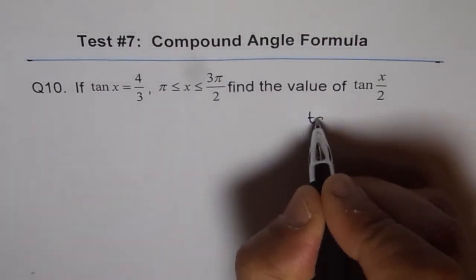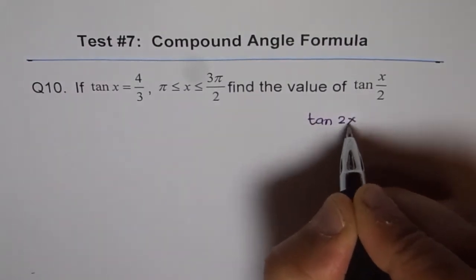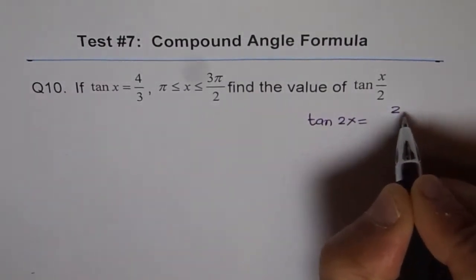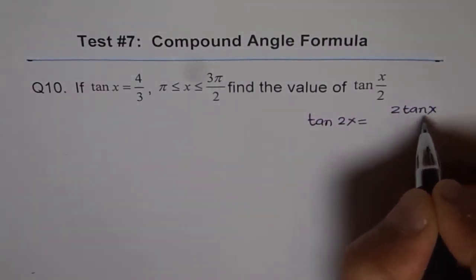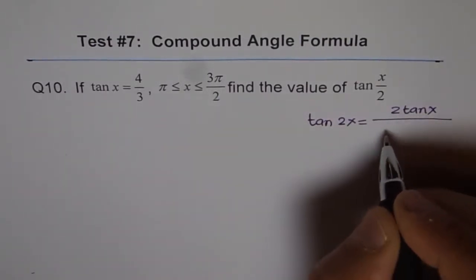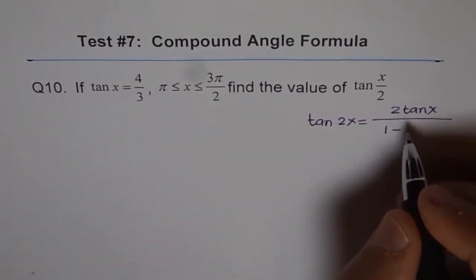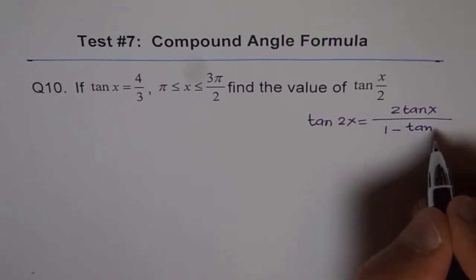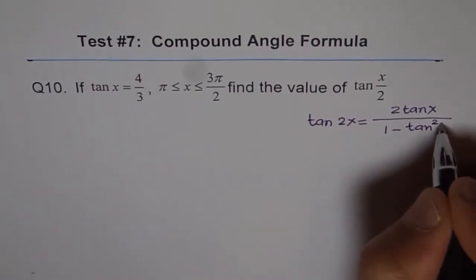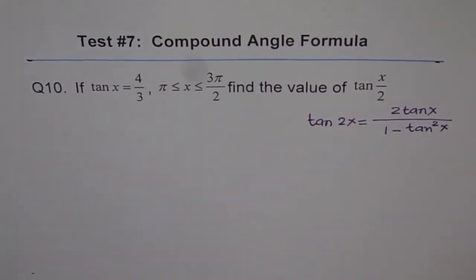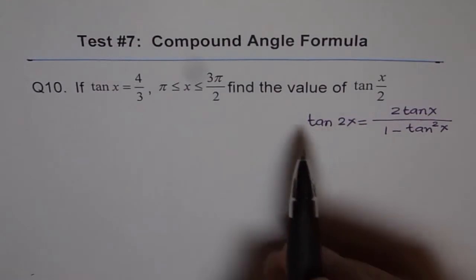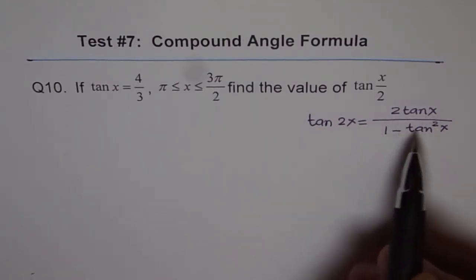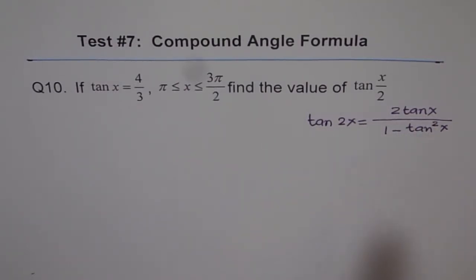So it is tan 2x equals 2 tan x. It's good to have formulas handy. You should remember them or have a formula sheet with you. At times formula sheets are given in the test, but I'll recommend you to just remember them, okay? At times you can derive them also. They are not very difficult. Okay, so we have tan 2x equals 2 tan x over 1 minus tan square x.